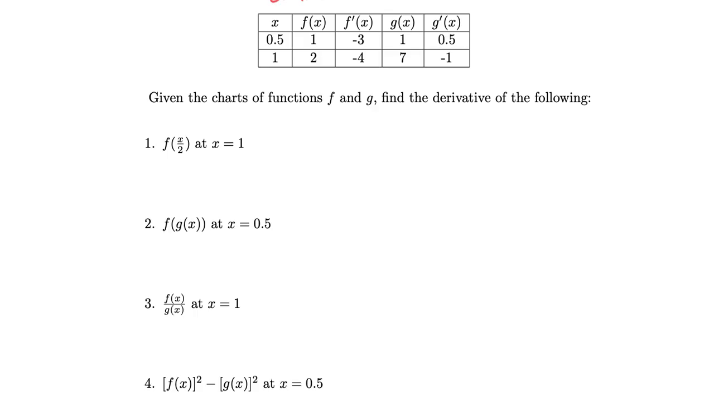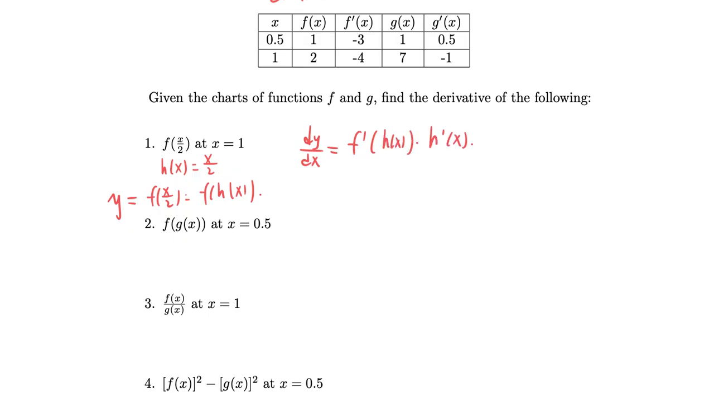So for example, let's take a look at this first one. We're going to define h of x to be x over 2. And then this f of x over 2 would just become f of h of x. And we're going to let this be y. So we want dy over dx, right? This original thing, dy over dx. And that is equal to f prime of h of x. Notice it's still the chain rule. I've just switched g with h because g is used up here.